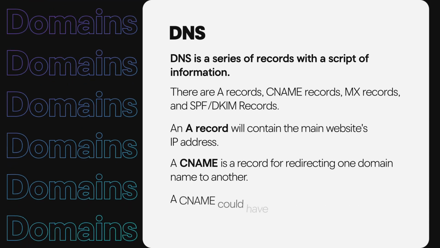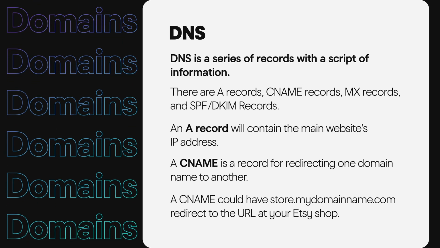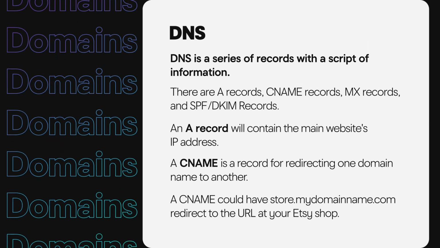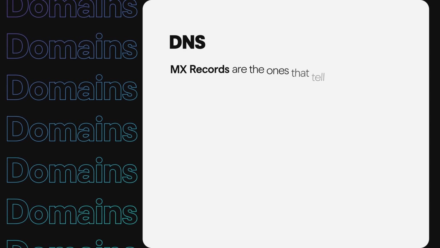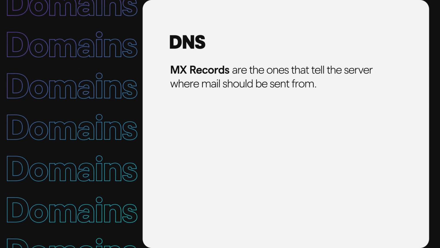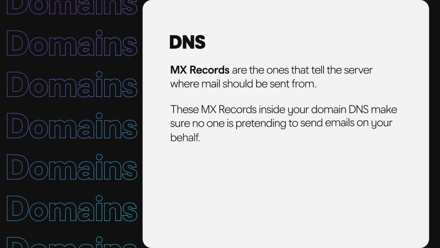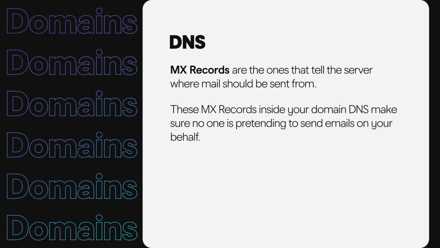CNAMEs come in handy in many ways, and you could use a CNAME to have the subdomain store.mydomainname.com redirect to the URL at your Etsy shop. And then once you build your own e-commerce store, you can change that CNAME to your new GoDaddy hosted store. MX records are the ones that tell the server where mail should be sent from. Like the hosting server and IP addresses, your email provider will give you the information you need to enter your DNS as MX records. These MX records inside your domain DNS make sure no one is pretending to send emails on your behalf. Glad somebody's doing it.